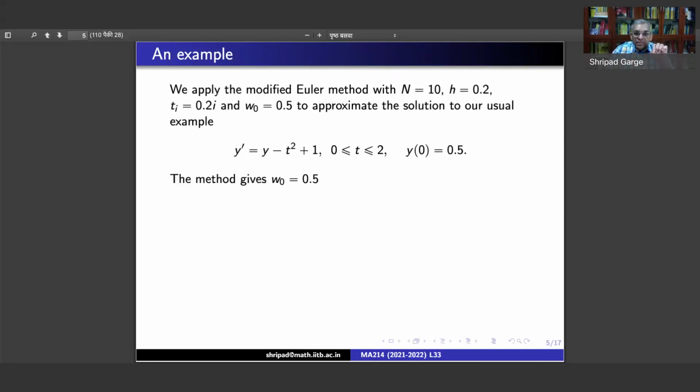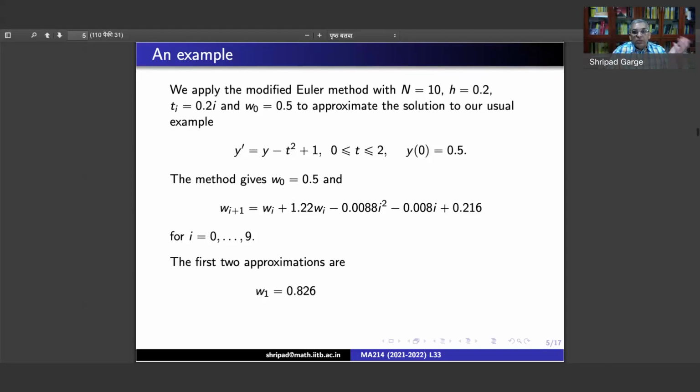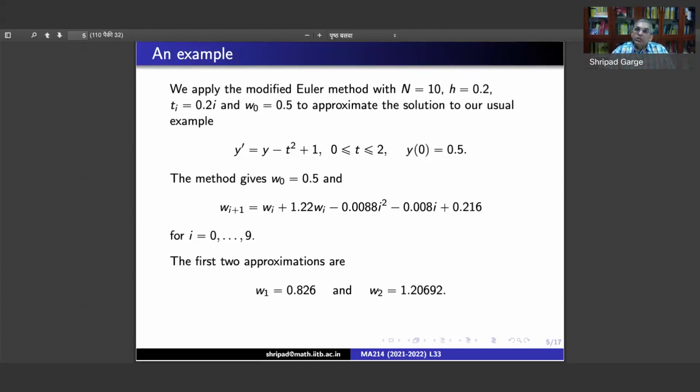Then what we will have is that W naught will be 0.5 and W i plus 1, I am just going to give you the final form now, will be of this form: W i plus 1 equals 1.22 W i minus 0.0088 i square minus 0.008 i plus 0.216. This is for i equal to 0 to 9. And the first two approximations will be that W1 is 0.826 and W2 is 1.20692. So the table is this.